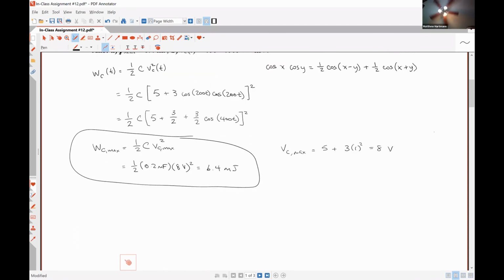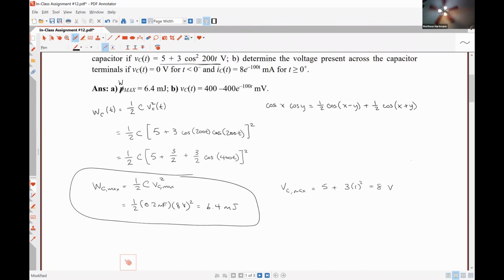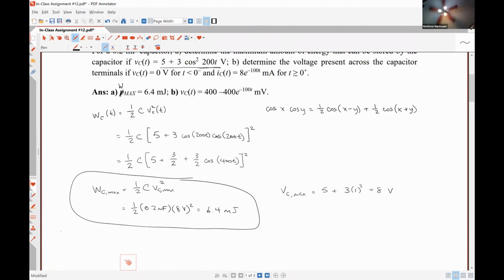So that's why I included kind of an awkward problem like that. All right, for part B, we are told that our current is 8e^(-100t) milliamps for all t greater than 0. And we want to determine the voltage present as a function of time with the constraint that VC of 0 is 0 volts.